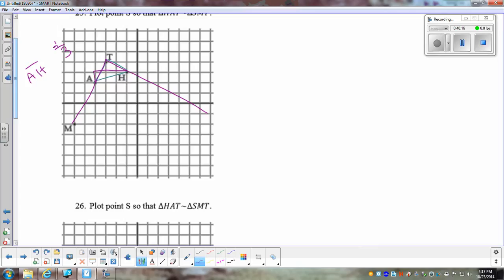So I'm going to keep doing my 1/3 slope from M until I land on my line. So up 1 over 3. Not there yet. Up 1 over 3. Not there yet. Up 1 over 3. I am there. There's point S, so I can erase the rest of my line. So there's the rest of my triangle.